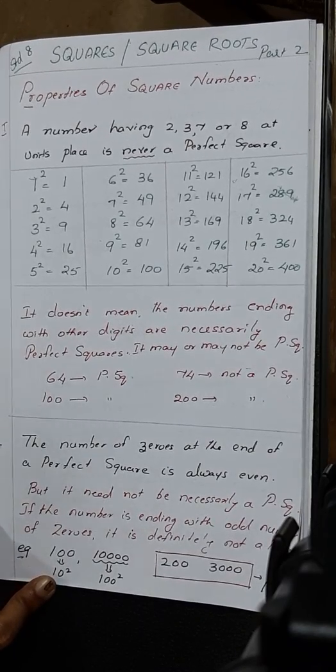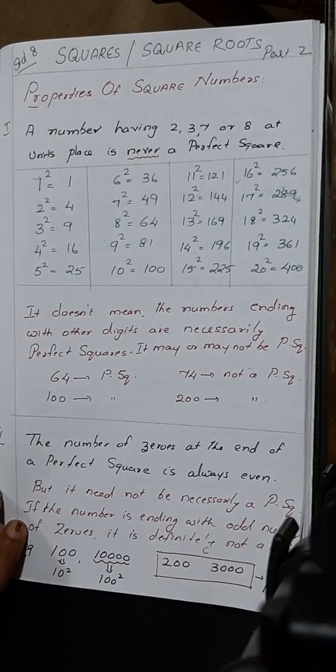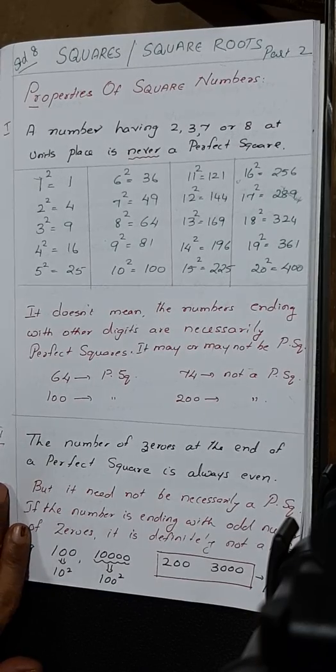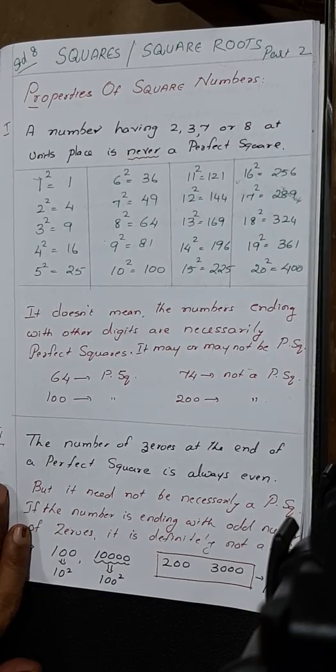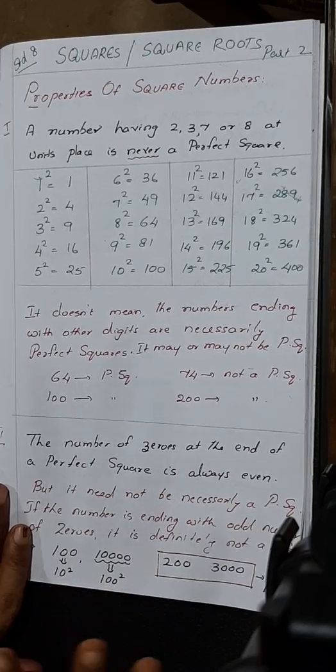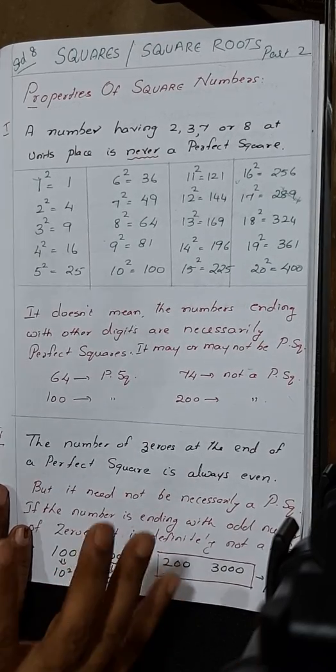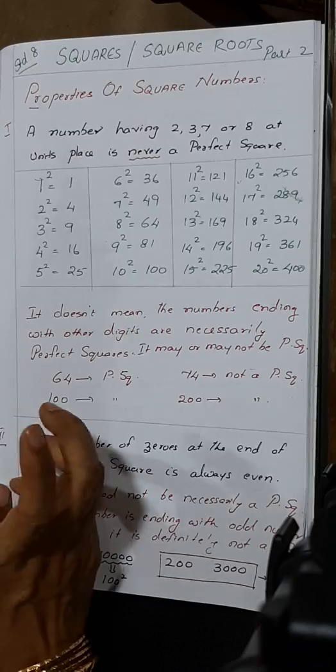Welcome back to the chapter Squares and Square Roots for Standard 8, and this is part 2. In the last video we discussed what a perfect square is. Now we will learn the properties of a perfect square.